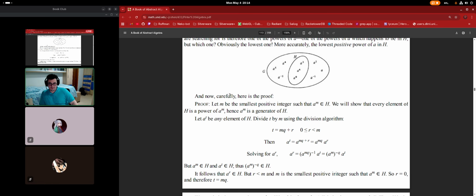Okay, cool. So now carefully, here's the proof. Let m be the smallest positive integer such that this is true. We will show that every element of H is a power of a^m, hence a^m is a generator of H. Then we're going to use the division algorithm, and we're going to do the same thing as we always do, which is to try to make r equal to 0. And we're going to say that by manipulating the expression, blah, blah, blah, multiple times, it doesn't really matter.